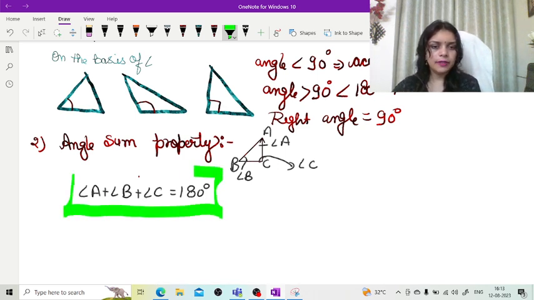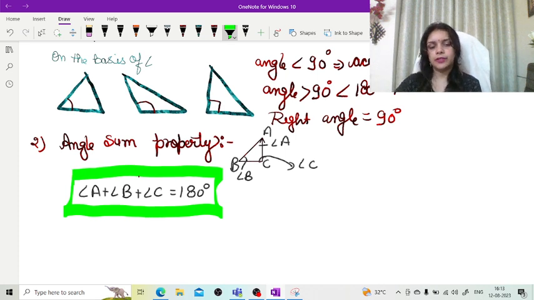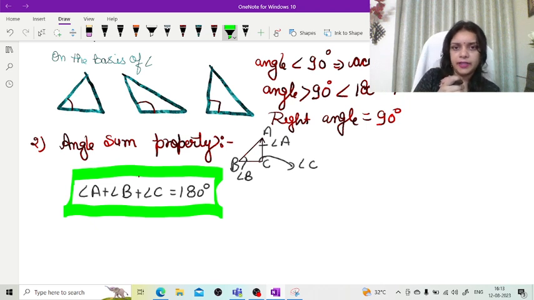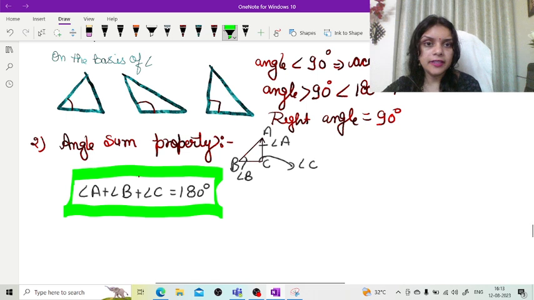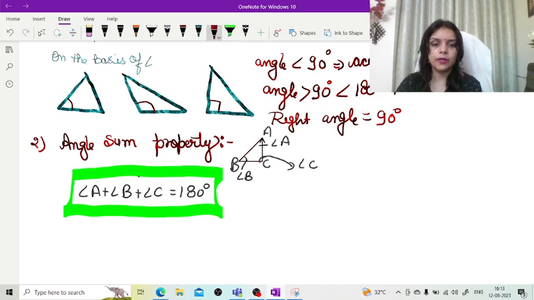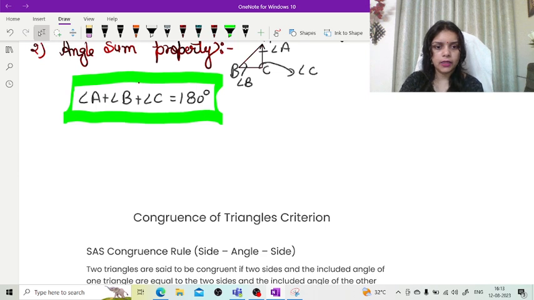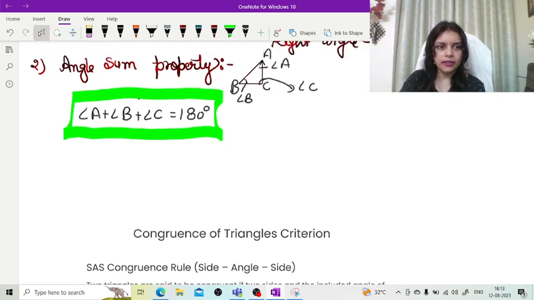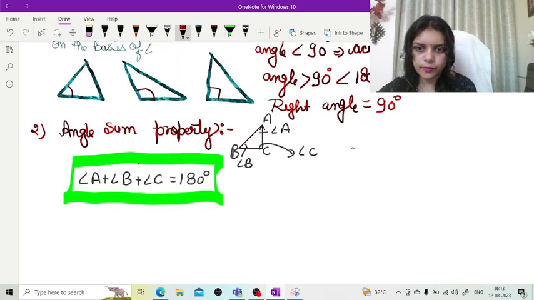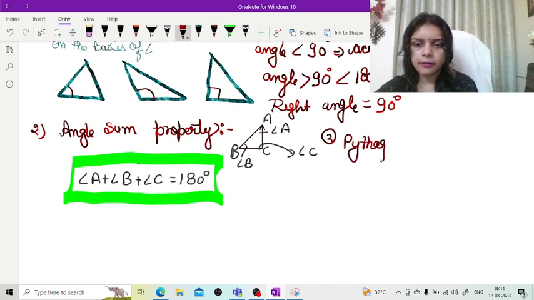We will use this property in many questions, right? This is the angle sum property. Exterior angle property we have learnt. We have discussed angle sum property. We have discussed the types of angles, right? Now what is Pythagoras theorem? And most importantly, where will we use the Pythagoras theorem? Before congruency of triangles, you should know the Pythagoras theorem also. So the third property is Pythagoras.